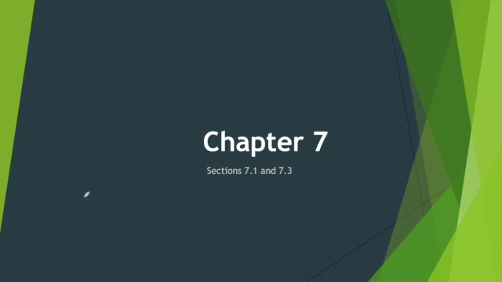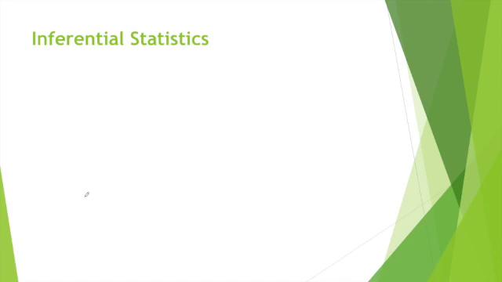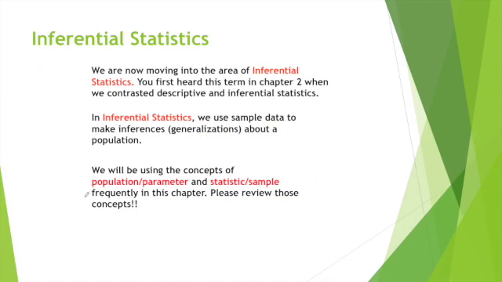All right, class, so today we're going to start chapter 7, and this PowerPoint is going to cover sections 7.1 and 7.3. This chapter talks quite a bit about inferential statistics. We were using descriptive statistics in chapter 2, and now we're going to use inferential statistics. When we use inferential statistics, we're using them to infer about a population.